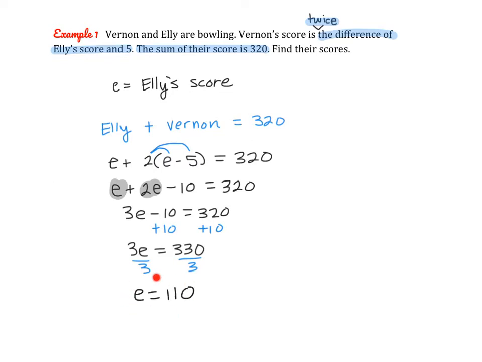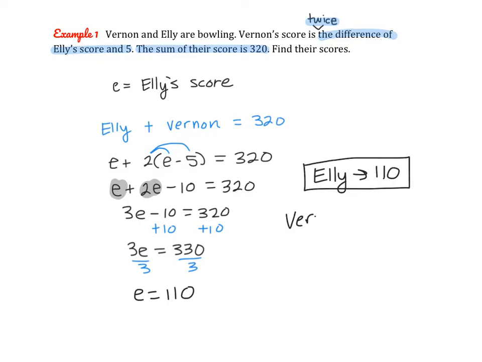So we know what E represents, so now we need to make sure to give a complete answer. It says find their scores. So we know that Ellie's score is simply whatever E is, so it's 110. But Vernon's score, remember we have to do 2 times E minus 5. So I'm going to box Ellie's score.